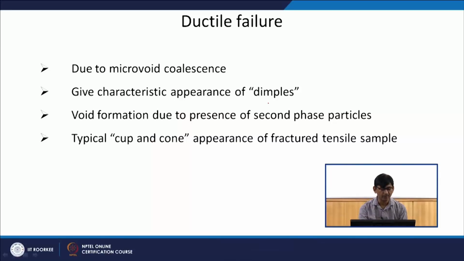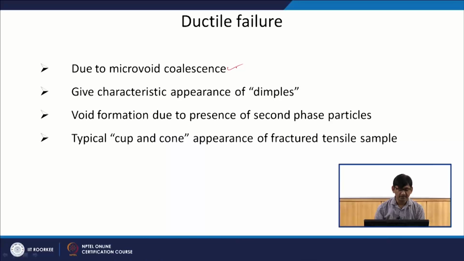Now, coming to the ductile failure, or ductile fracture, this happens due to microvoid coalescence. We will see what we mean by that. It gives a characteristic appearance of dimples. Actually, this is what we call the features which we see for ductile fracture. We say that these are dimples, it looks like dimples. Void formation is due to the presence of second phase particles, and there is a typical cup and cone appearance of the fractured tensile sample. We have already discussed earlier that you get this kind of cup and cone type of fracture.